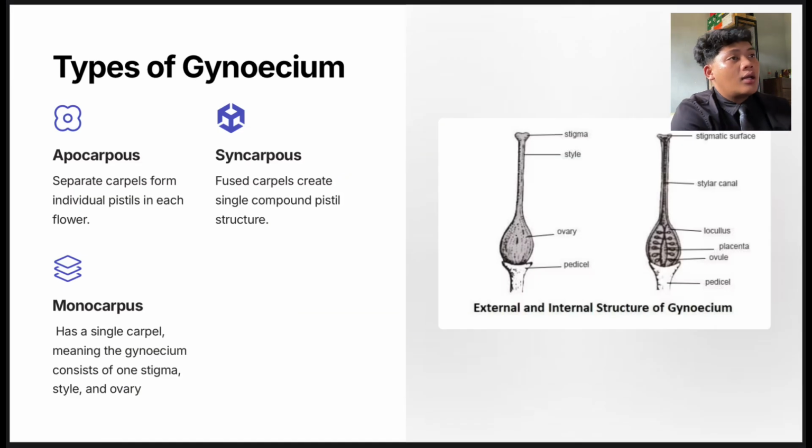Okay. Next, let's dive into the types of gynoecium. As you can see in the picture, these are the structures of the gynoecium. There are 3 types, with the first one being apocarpous, featuring separate carpels forming individual pistils in each flower, while syncarpous displays fused carpels creating a single compound pistil structure. On the other hand, monocarpous gynoecium consists of a single carpel encompassing one stigma, style, and ovary.